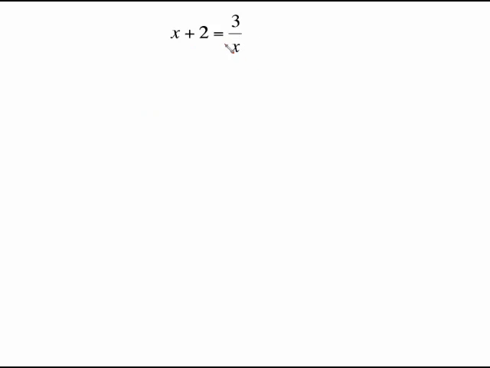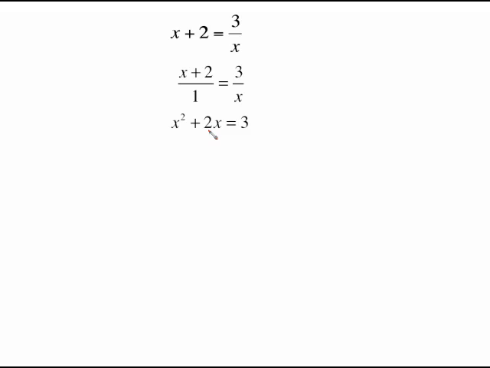Now, this is a different problem, sort of, because it doesn't look like it's fraction equal to fraction, but very simply, I could make this into a fraction by just putting it over 1. Now I have fraction equal to fraction. I can cross multiply. Gives me x squared plus 2x equals 3.